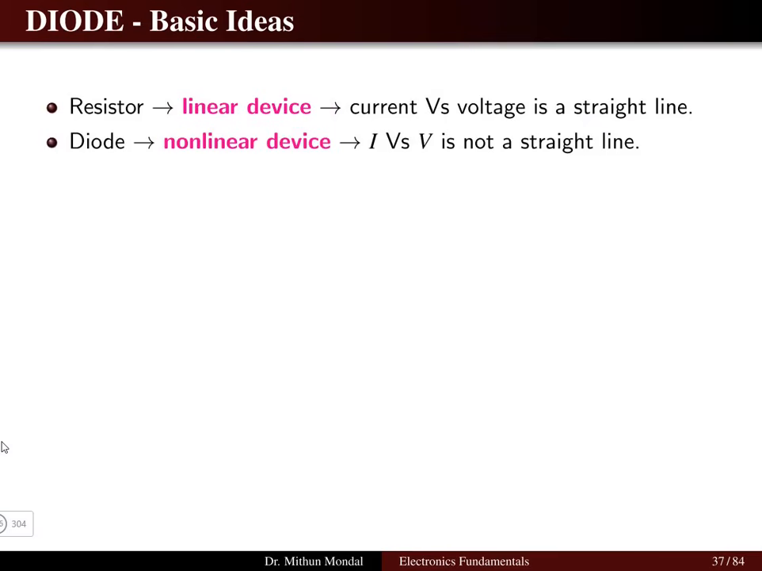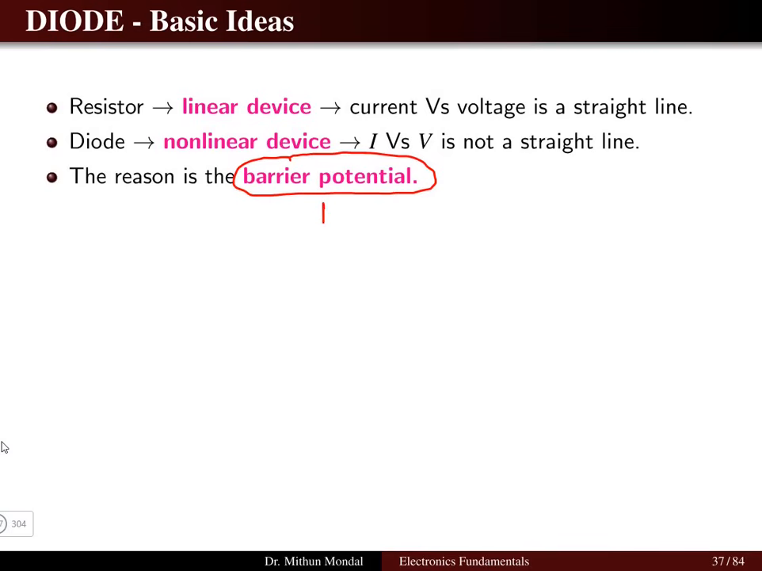Now a diode is basically a non-linear device. It means the current voltage relationship will not be a straight line, rather it will be something exponential in nature. What is the reason? The reason is the barrier potential, which we have discussed in the semiconductor lecture. In the semiconductor we discussed that when p-type semiconductor and n-type semiconductor are brought together, then in the close vicinity there is some barrier potential created. Due to this barrier potential, the diode becomes non-linear.